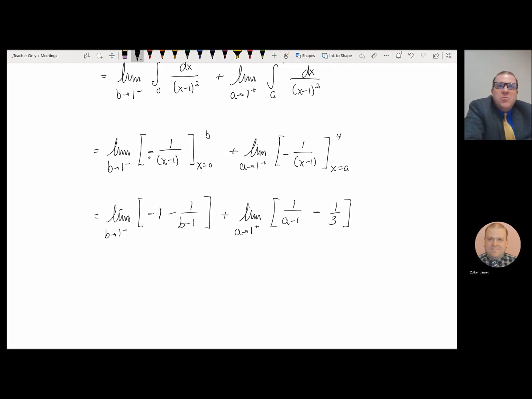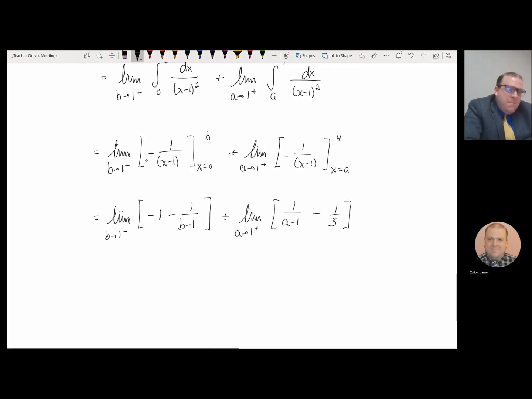Because of that negative, I flipped the order. If you did it the same way, at b you'd have -1 over b minus 1, then minus that negative, so they would cancel and that'd become plus, but then you'd have 0 minus 1, which is -1 anyway. I did the same thing here because of the negative out in front of the function; I just flipped the order of evaluation.